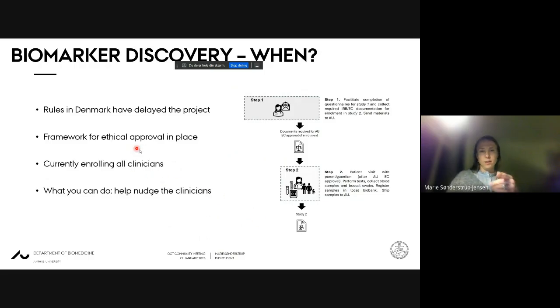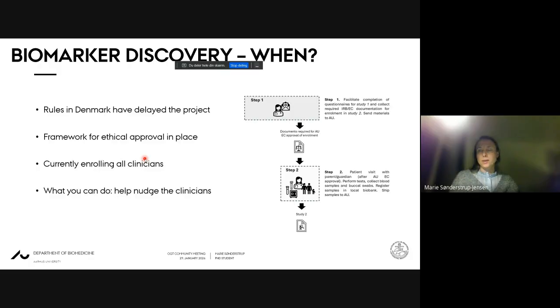So actually to get back to some of the things you said, Andre, I started these two projects more than 1.5 years ago. I set out to try to get an ethical approval here in Denmark to enroll all of the collection sites across the world. But the rules have been changed and they're super strict, and it has delayed the project a lot. However, now we have the framework for the ethical approval in place.